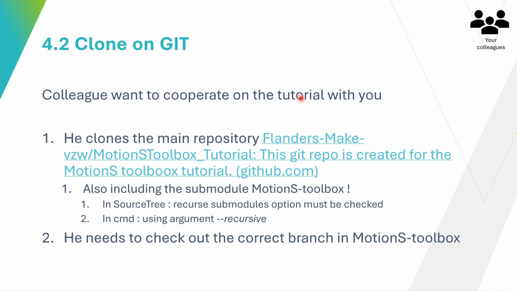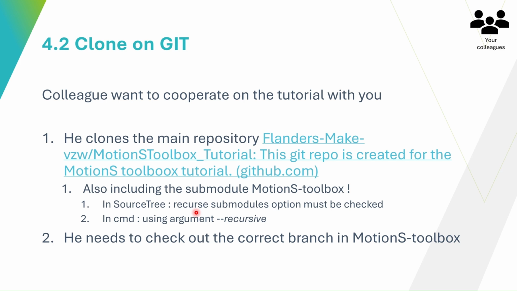For example, a colleague wants to start to cooperate with you on the tutorial. So he will have to clone the GitHub of the tutorial. Here he will clone the main repository of the tutorial toolbox, so the one we created by ourselves. But he will also have to include the submodule from the Motion Toolbox. For that, there are two ways to do it. In SourceTree, you can tick the submodule option, or if you are using the command line, you need to add the argument recursive.